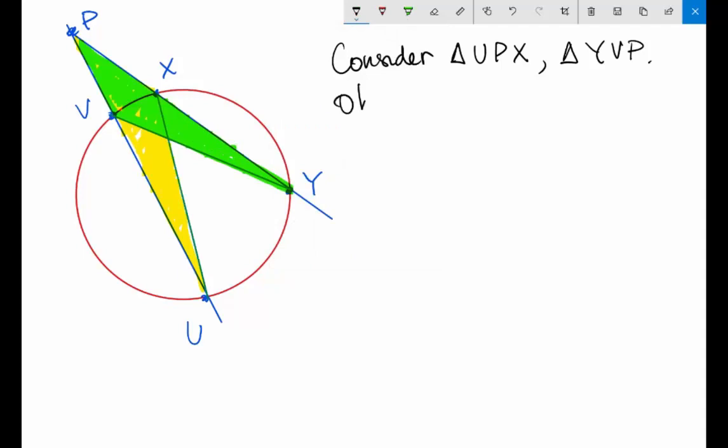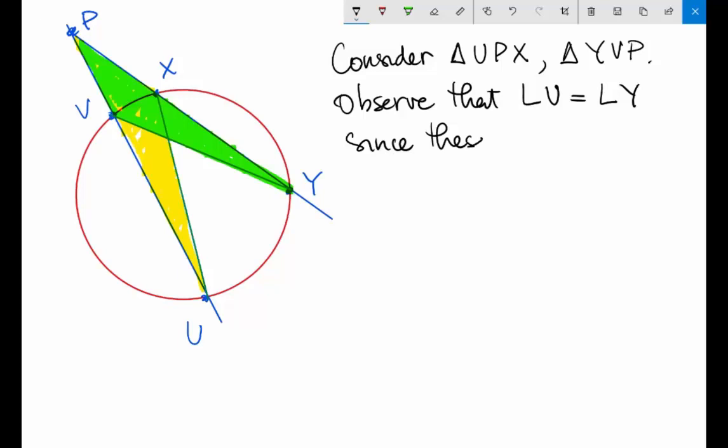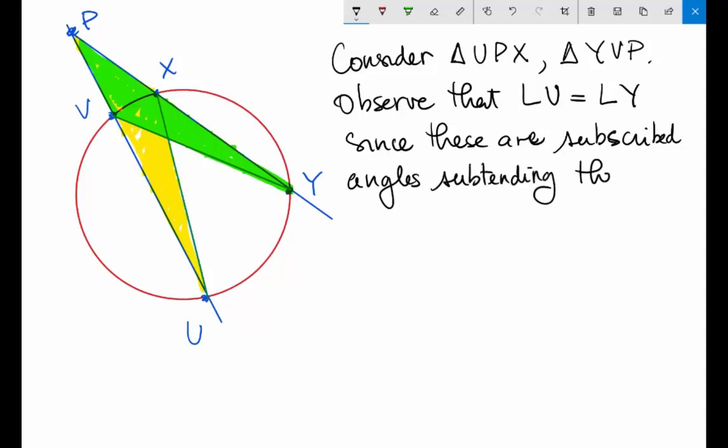Now observe that angle at U must be equal to angle at Y, since these are inscribed angles subtending the same arc, which is here arc VX. All right.